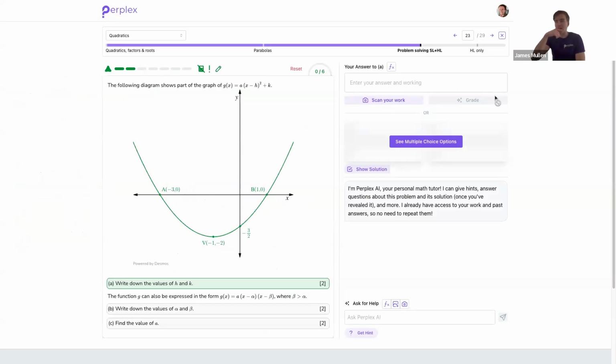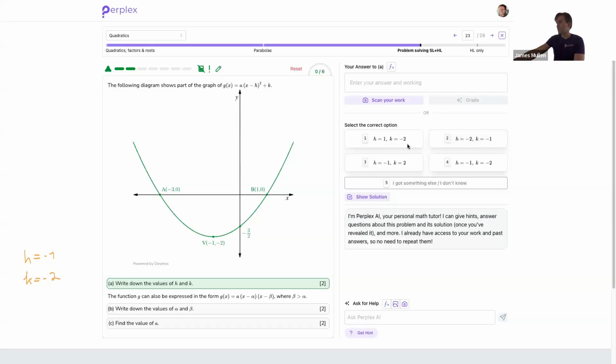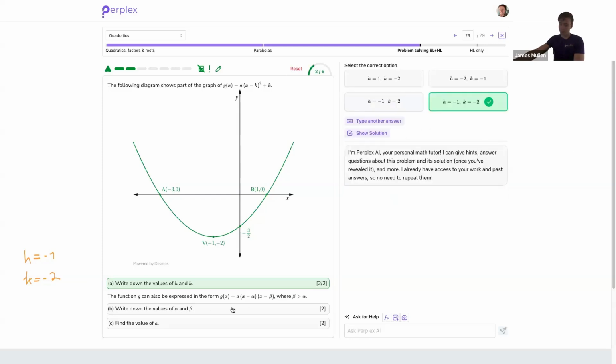Let's do some harder problems, some exam style problems. Part A asks us to find the value of h and k given the vertex that we see on the diagram. So remember, h is going to be the x-coordinate of the vertex, and k is going to be the y-coordinate of the vertex. That means that h is equal to negative 1, and k is going to be equal to negative 2. Let's see the multiple choice. h is equal to negative 1, k is equal to negative 2. All right.